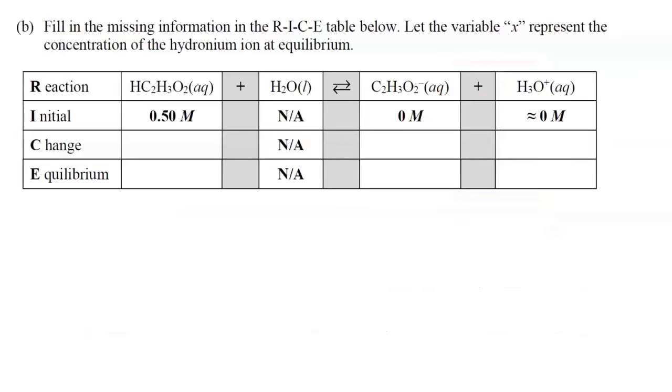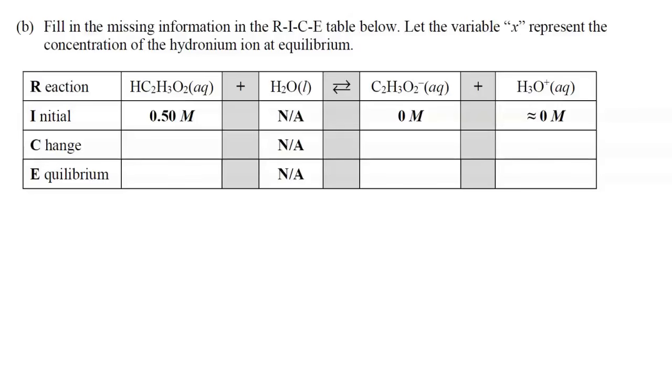So remember that number. All right, part B, we have a rice table that is incomplete. Fill in the missing information in the rice table below. Let the variable x represent the concentration of the hydronium ion at equilibrium. Now, before I start to fill in the missing information into this rice table, let me explain why we use a rice table to process the concentration of the hydronium ion at equilibrium for a weak acid.